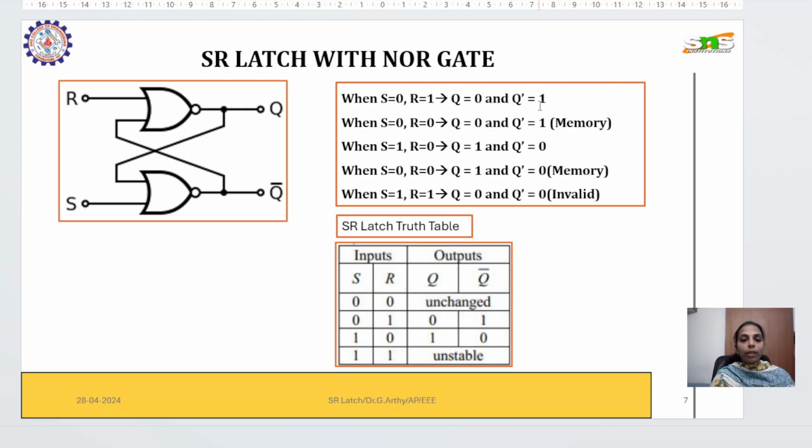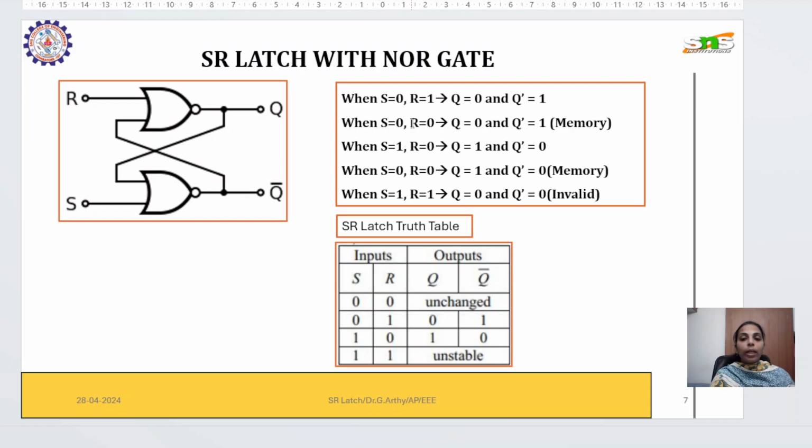When I change the inputs, that is when I give the inputs S is equal to 0 and R is equal to 0, we will get the same outputs as when we give S is equal to 0 and R is equal to 1. So this table shows that when S is equal to 0 and R is equal to 1, Q is equal to 0 and Q dash is equal to 1. Then when we give S is equal to 0 and R is equal to 0, again Q will be equal to 0 and Q dash will be equal to 1.